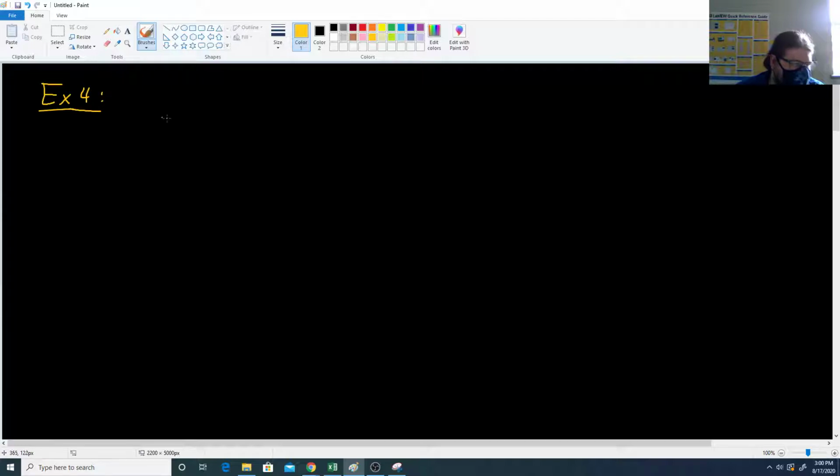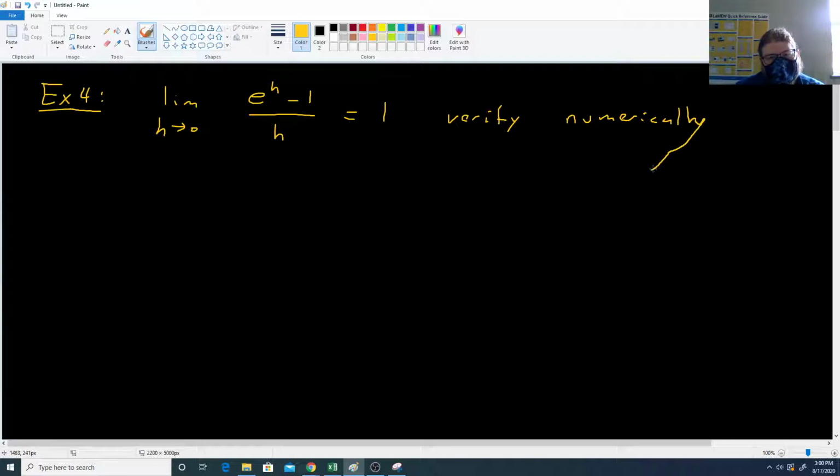So example 4, they want us to find the limit as h approaches 0 of (e^h − 1)/h, and they want us to verify this numerically. So show that that limit is actually 1. So what I need to do, we're looking at h approaches 0.